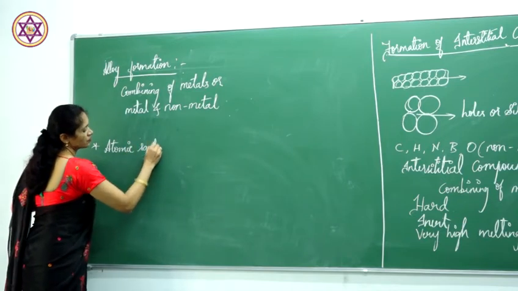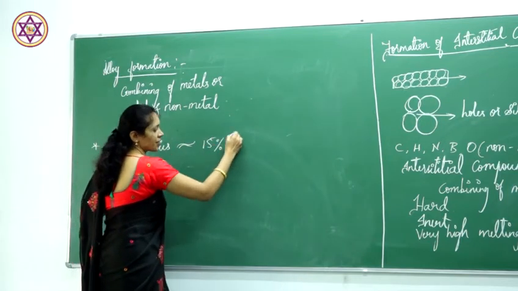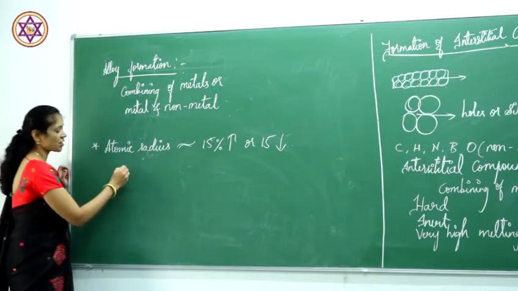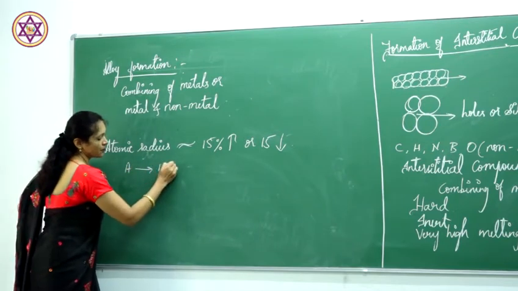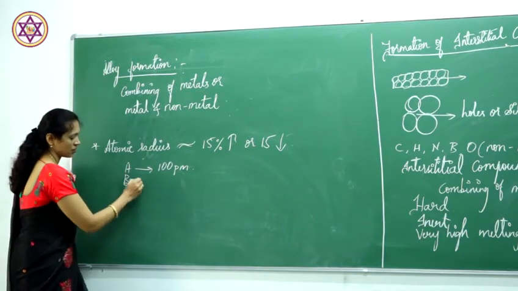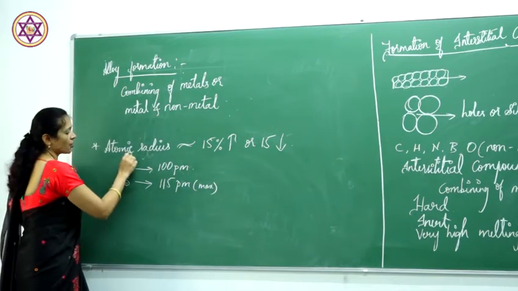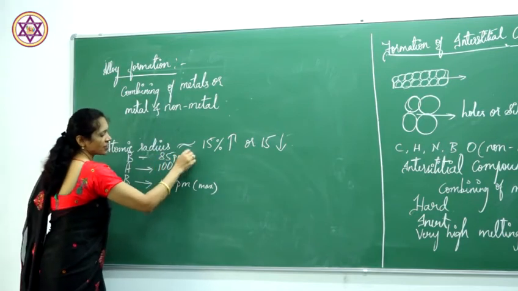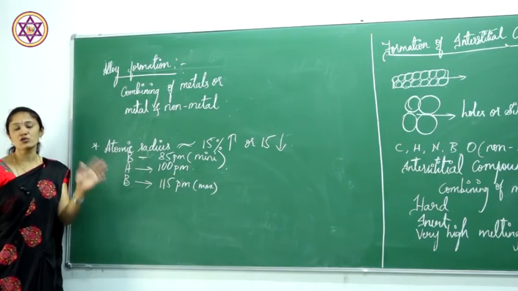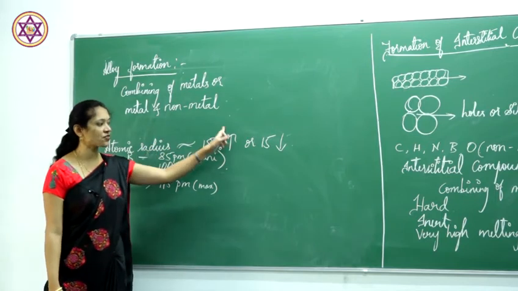The atomic radius should be nearly equal, 50% greater or 50% lesser. I'll take an example here. I am taking a metal A. If it is 100 picometer, when this combines with another metal, that should be 115 picometer at maximum, and otherwise it should be less, that is 85 picometer, the minimum. If the value is other than this, then there is no formation of alloy taking place. For alloy formation, the atomic radius should be 50% greater or 50% lesser.